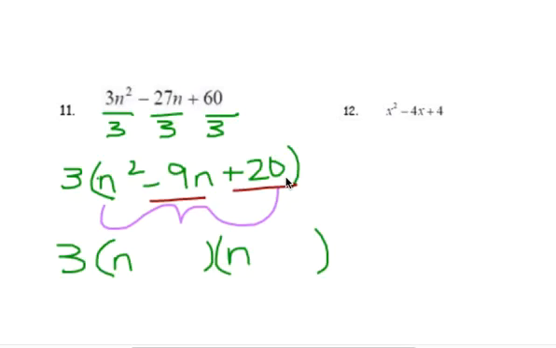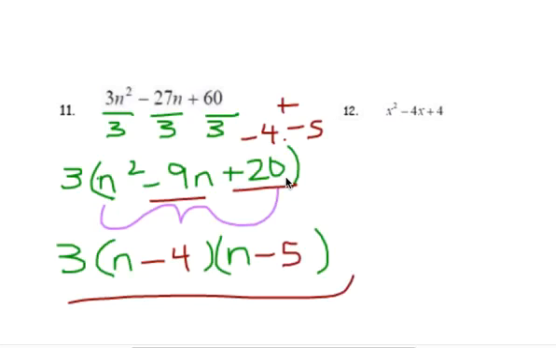4 times negative 5 would be a negative 20. Negative 4 times negative 5. A negative 4 times a negative 5 would be a positive 20, and it would add up to that negative 9. So perfect. So minus 4, minus 5. And this is your answer. Okay? So I want you to try number 12.